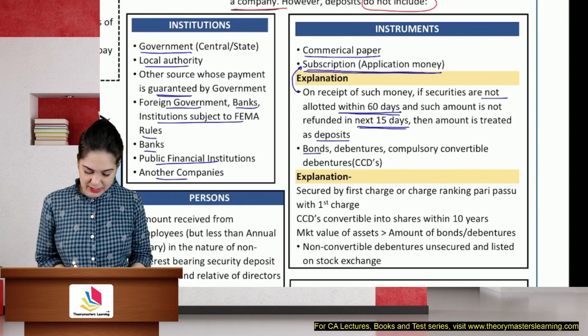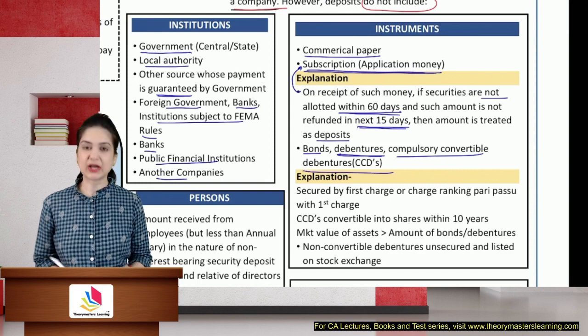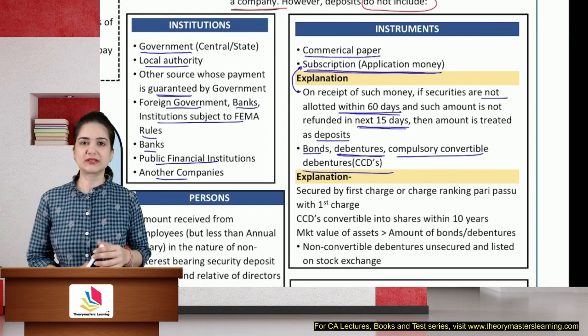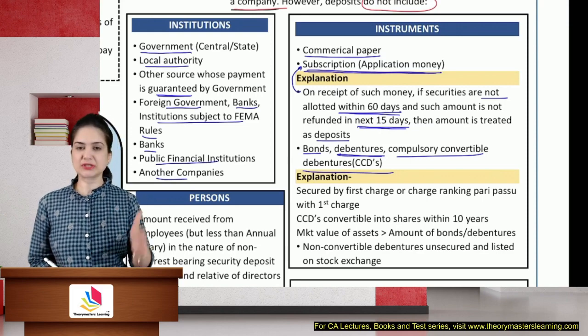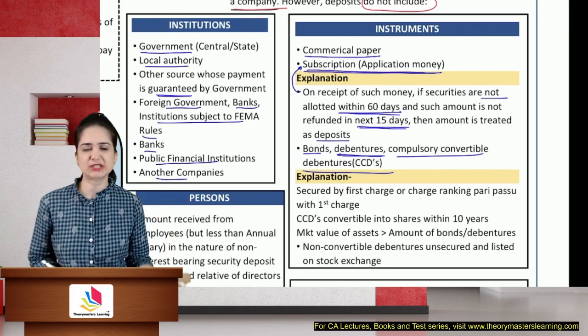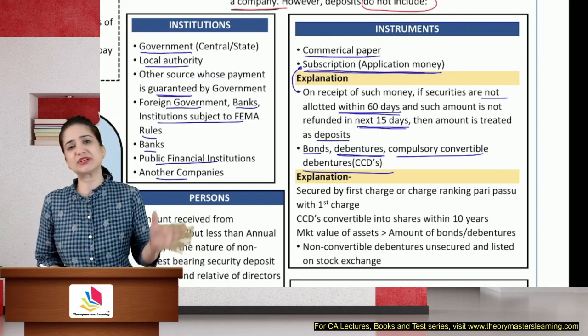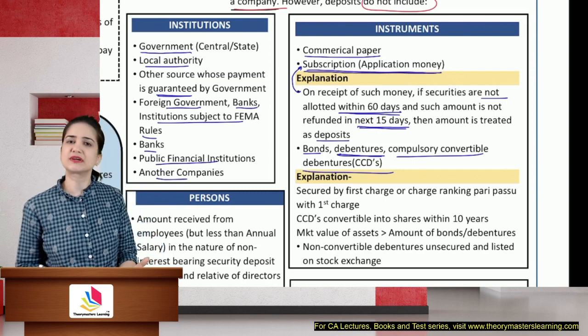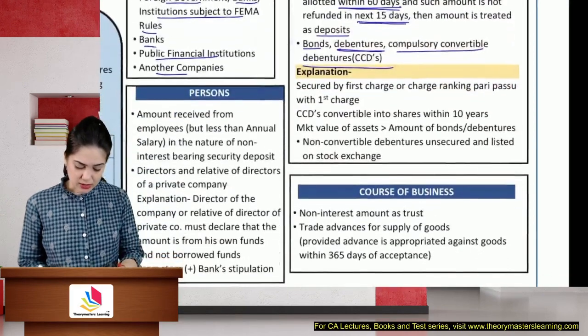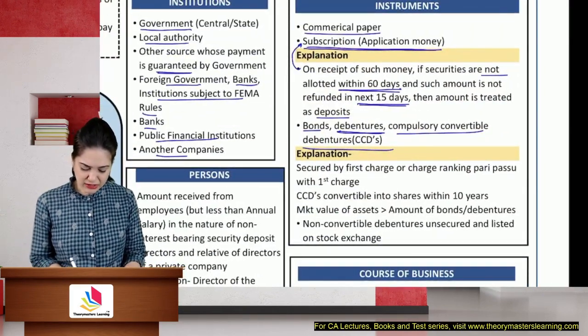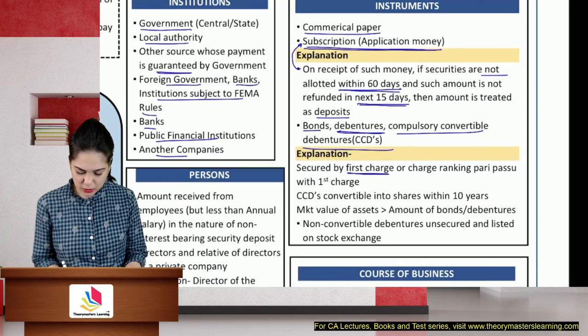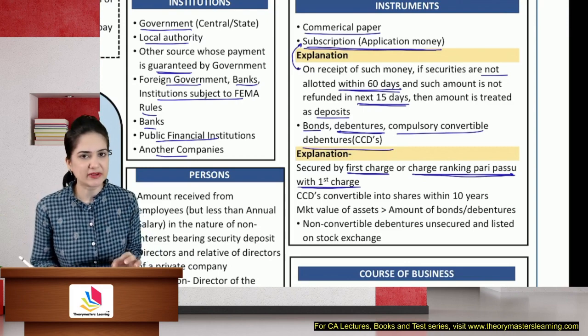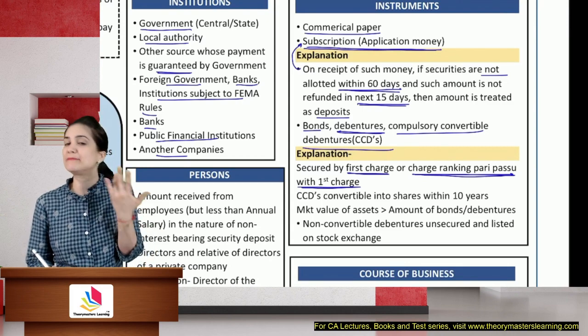Bonds, debentures, compulsorily convertible debentures, they are not considered as deposit. So bonds, debentures, compulsorily convertible debentures, which will be converted into equity on the expiry of a certain period of time, that is not considered as deposit. Compulsorily convertible debentures are sometimes, under certain circumstances, considered as equity also. Now, these debentures may be secured by a first charge on the asset or a charge ranking pari passu with the first charge. This is the requirement of debentures. In case these requirements are complied with, then the debentures will not be considered as deposit. Otherwise, they may be considered as deposit.